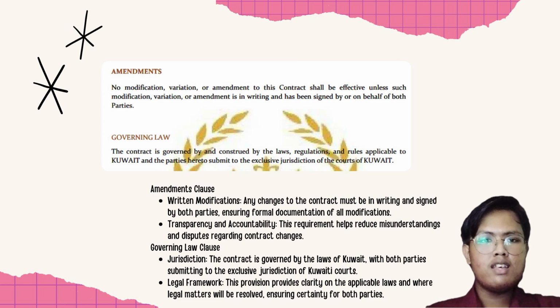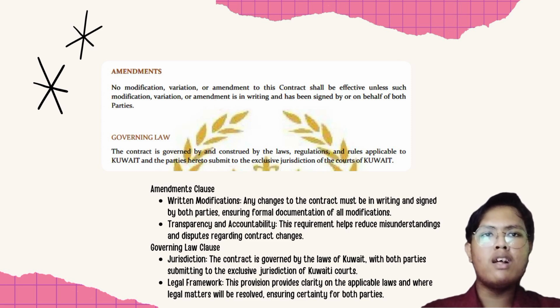The last section in the employment contract body is the amendments. The amendments clause specifies that any change to the contract must be made in writing and signed by both the hospital and the employee to be valid. The governing law clause indicates that the contract is governed by Kuwait laws and regulations, and both parties agree to the exclusive jurisdiction of Kuwait courts for any legal disputes. These provisions ensure that modifications are formally agreed upon and establish clear legal parameters for resolving issues.